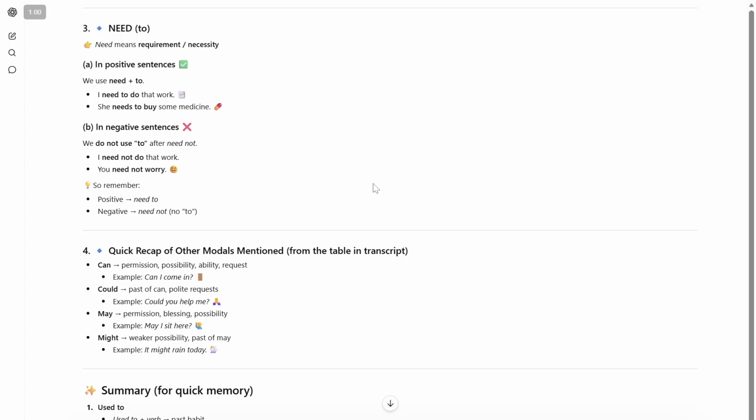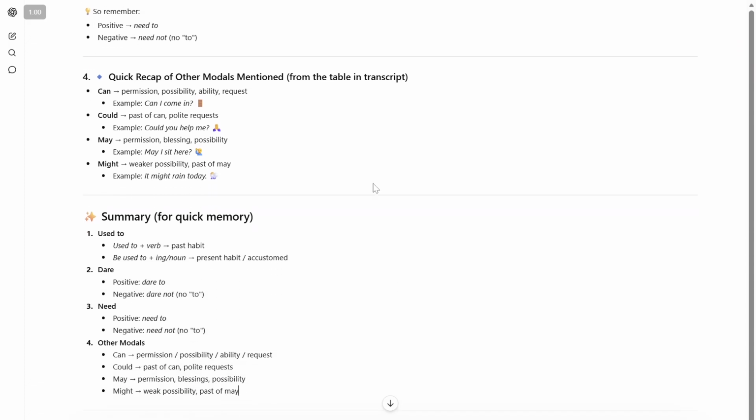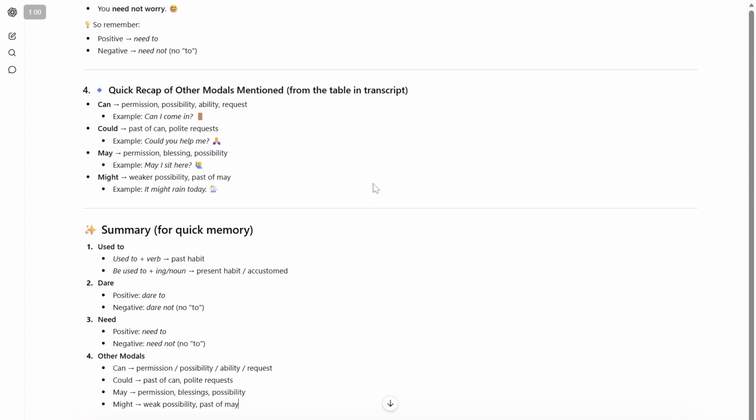4. Quick recap of other modals mentioned from the table and transcript. Can: permission, possibility, ability, request. Example, can I come in? Could: past of can, polite requests. Example, could you help me? May: permission, blessing, possibility. Example, may I sit here? Might: weaker possibility, past of may. Example, it might rain today.